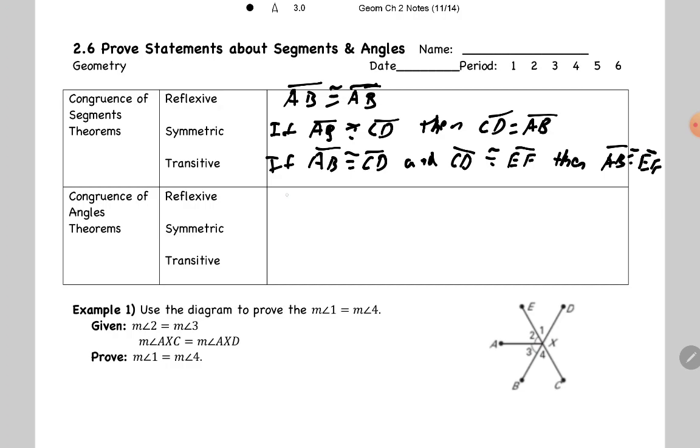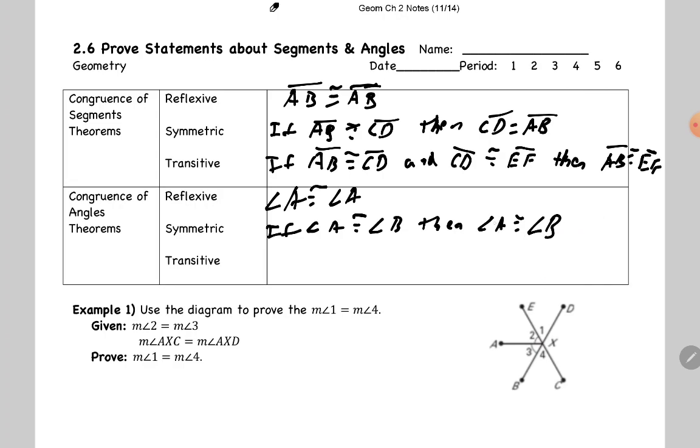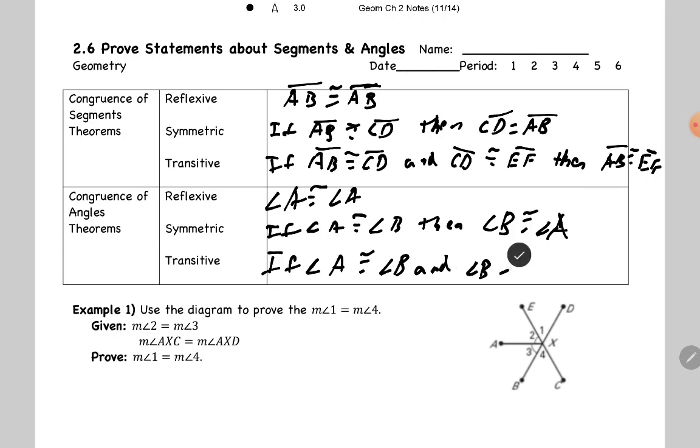And same thing with angles. Angle A is congruent to angle A. If angle A is congruent to angle B, then angle B is congruent to angle A, or reverse. If angle A is congruent to angle B and angle B is congruent to angle C, then angle A is congruent to angle C.